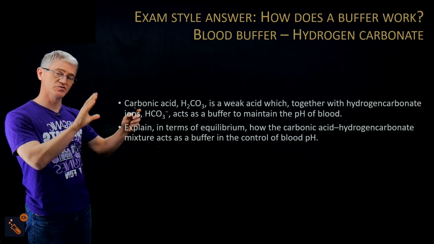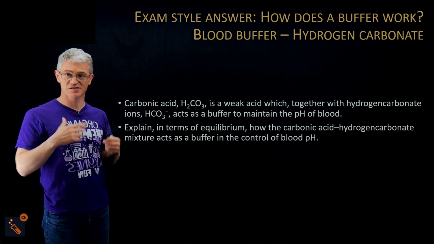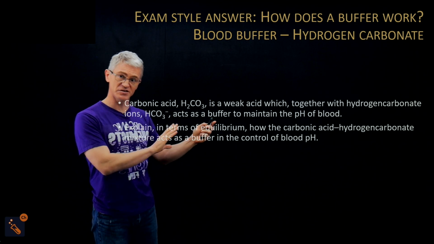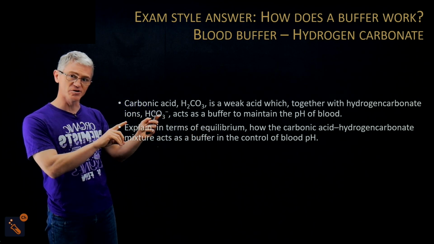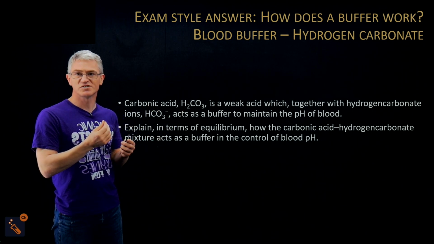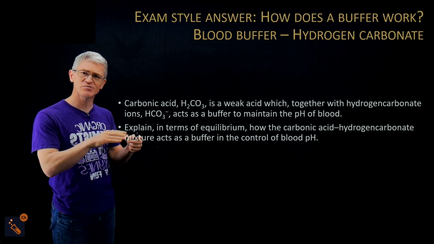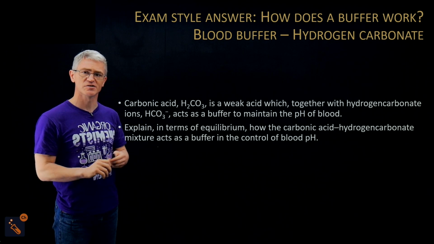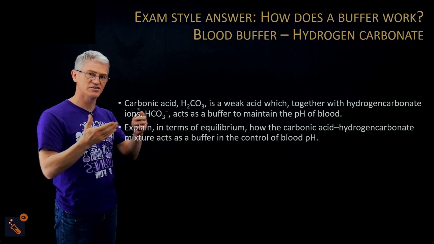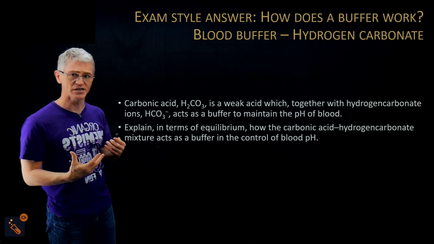Now, let's go through different versions. There's two versions I'm going to go over of how to explain how a buffer works, because this is what we've been talking about all the way through. So the first one is carbonic acid. Now, we're going to talk about a further question later on about carbonic acid that basically says with carbonic acid, what is the ratio between the acid and the carbonate ions, or hydrogen carbonate ions. But for now, we're just going to use it to explain how a buffer works. Now, this is the buffer that happens in your blood. So it keeps your blood at roughly 7.2 to 7.4 pH.